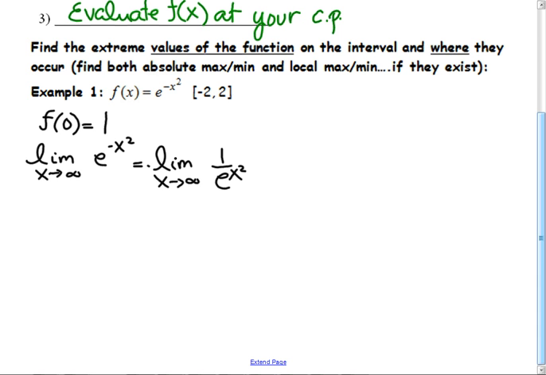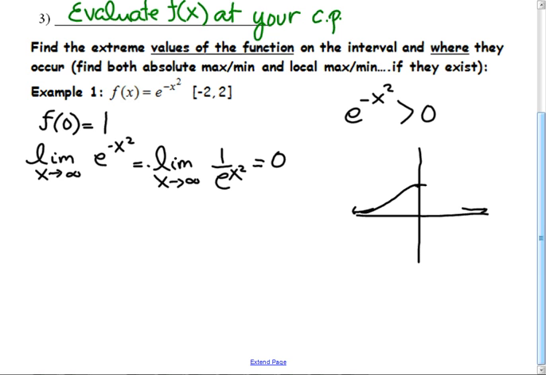So what happens when x goes to infinity? It gets really tiny. So the limiting value is 0. Is e to the minus x squared ever negative? Never negative, because e to the x is never negative. So it's always a positive number. So what does this thing look like? Well, it's 0, it's 1, and it's going to go off to 0. Goes to 0 pretty fast. My guess is it's a nice smooth function. It looks something like that. So obviously, there's my max.